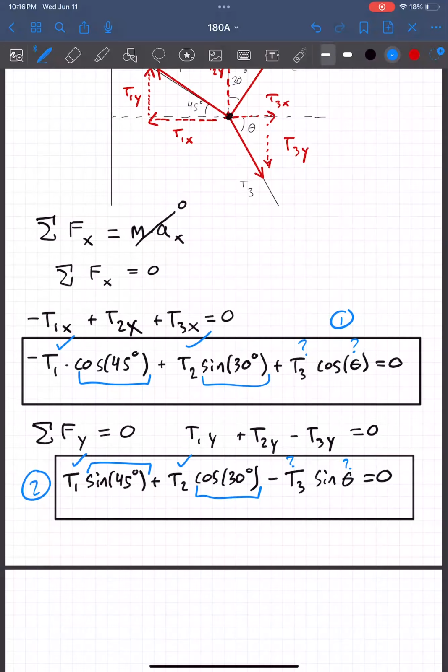Actually, I take that back. I'm not sure which one you have to do first. Just experiment with equation 1 and 2 and see what you get.